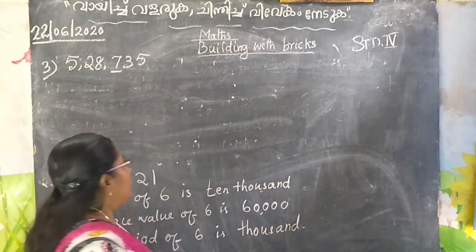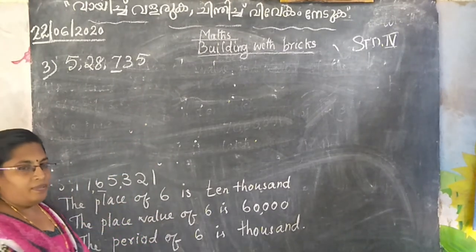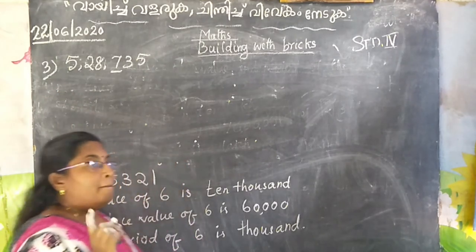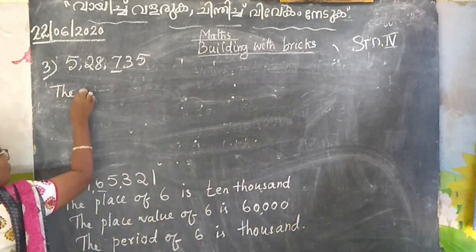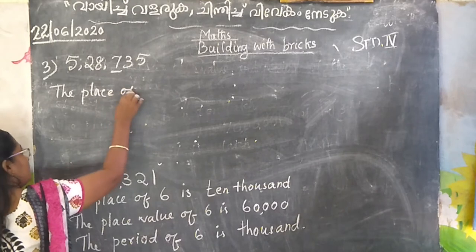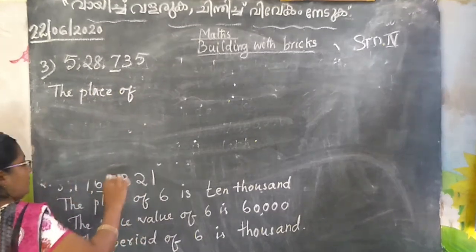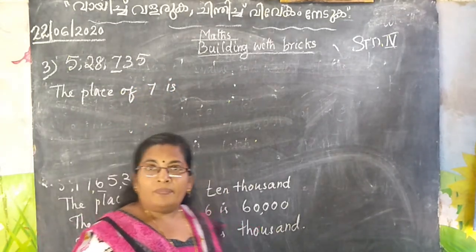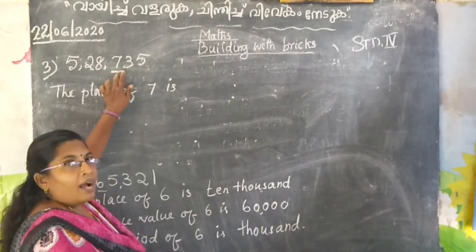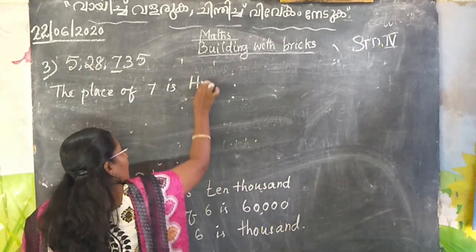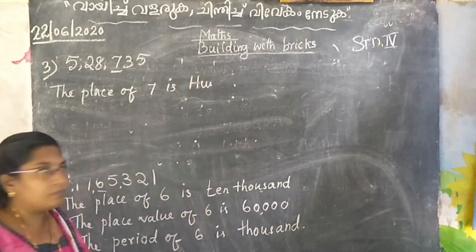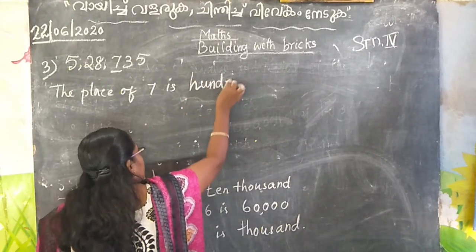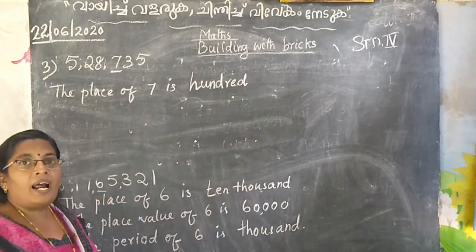Okay, we can check the answer. First, what do we want to write? The place. The place of which number? 7. The place of 7 is where? Ones, tens, hundred. The place of 7 is hundred. The place of 7 is in the hundred place.